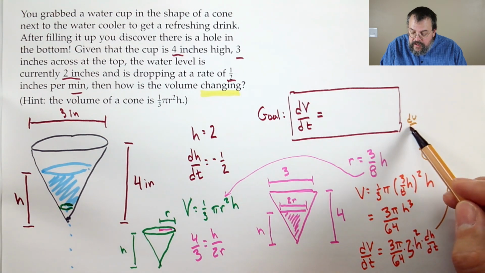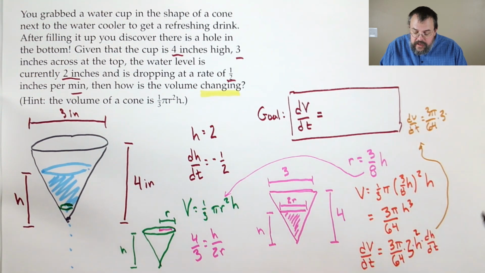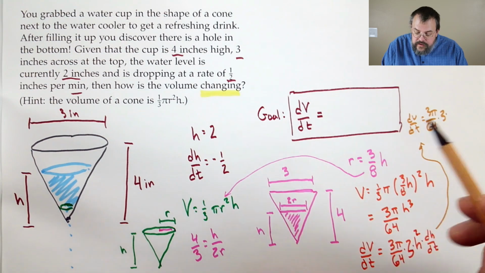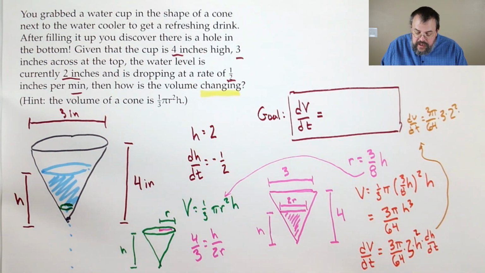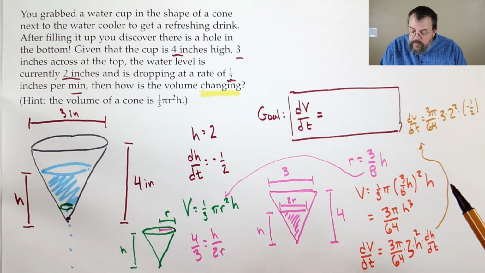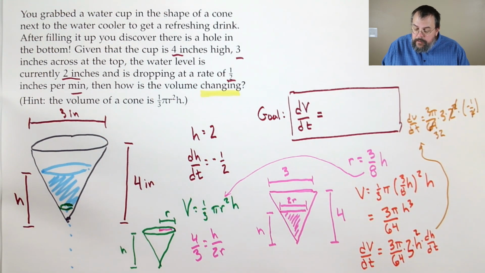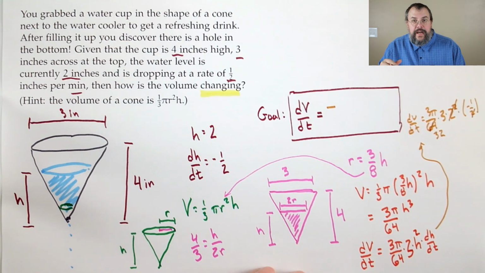We have dV/dt is 3 pi over 64 times 3 times h squared, so 2 squared, times dh/dt, which is -1/2. Now, the good news is we can clean up a lot. I can certainly see this 2 squared, I can cancel with the 2 there. Then I still have a 2 left, I'll cancel with the 2 downstairs. That makes a 32 downstairs. And what do we end up with? Well, there's a negative, which makes sense. Our volume should be going down because it's leaking out of the bottom.